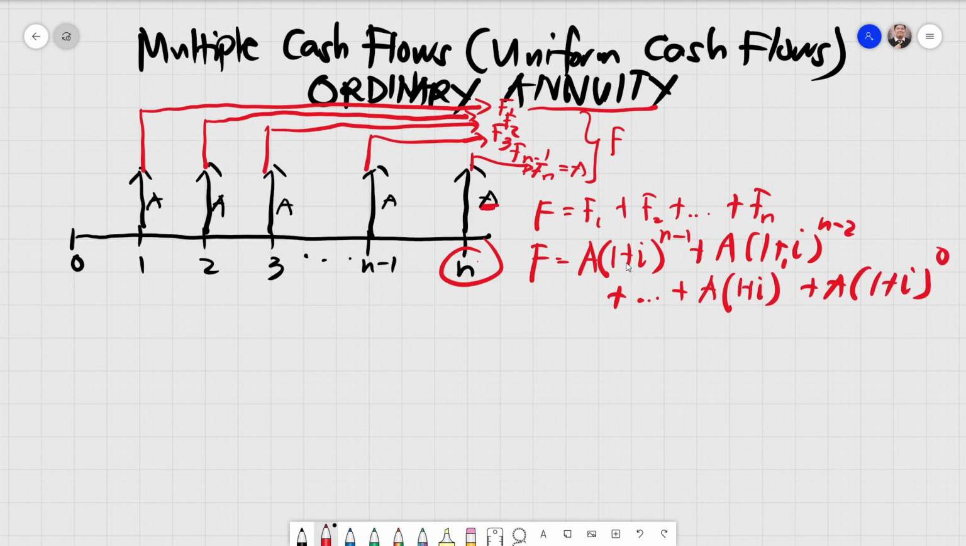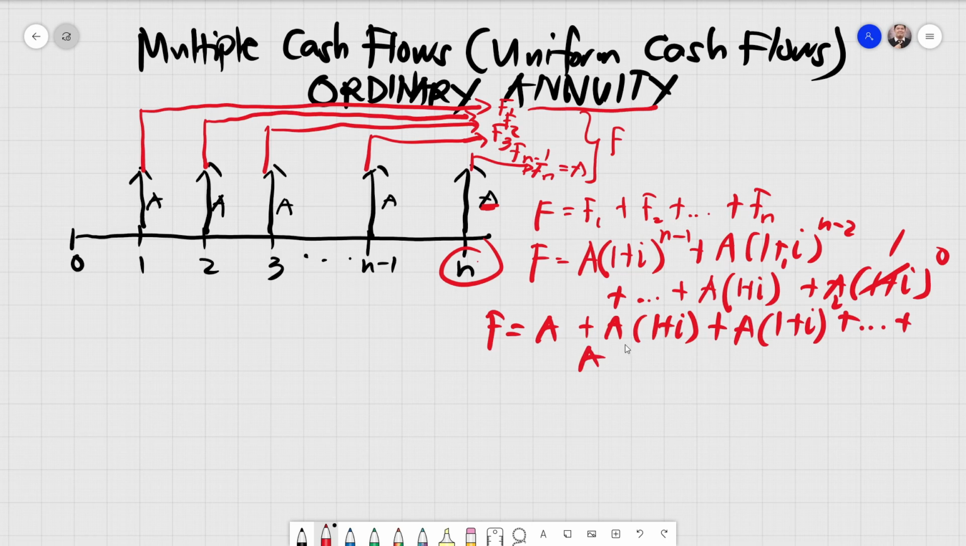Pwede siguro nating i-simplify itong equation na ito. So, we have this. So, i-rewrite natin. So, this is just basically 1 plus i quantity raised to 0. So, this is just equal to 1. So, we can write this as A plus A times 1 plus i plus A times 1 plus i quantity squared up until A times 1 plus i raised to n minus 1. Okay. So, yan yung equation natin.